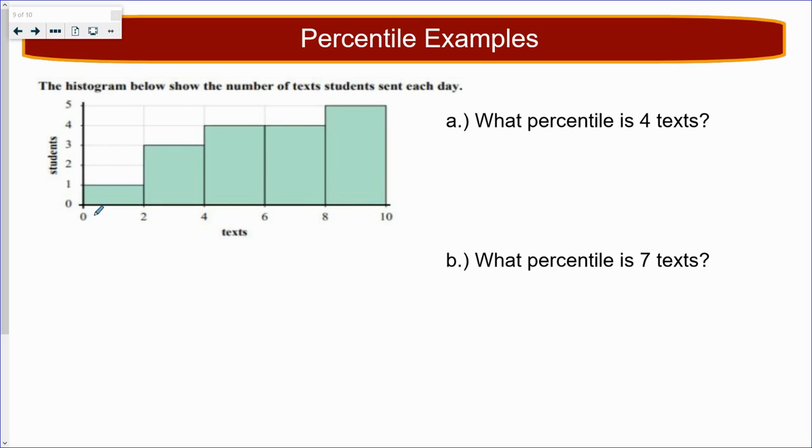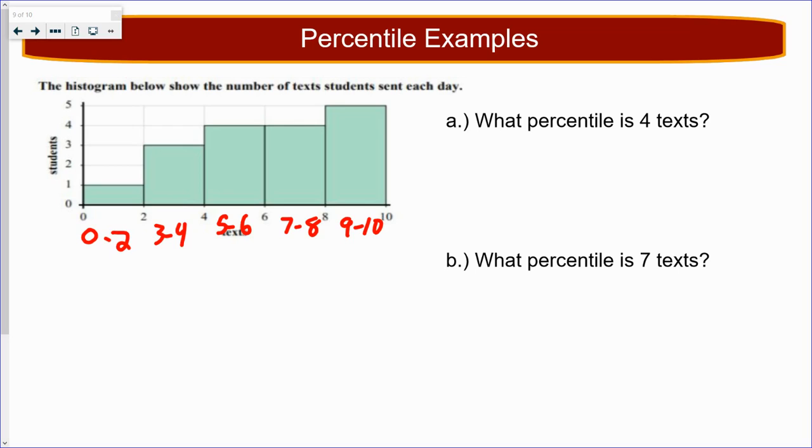Anyways, this first bar here is from 0 to 2. So that means that it's going to be 0 to 2. But this one here can't be from 2 to 4 because then 2 would be double counted. So the values that are in here are going to be 3 to 4. The values in here are 5 to 6. Values in here are 7 to 8. Values in here are 9 to 10.